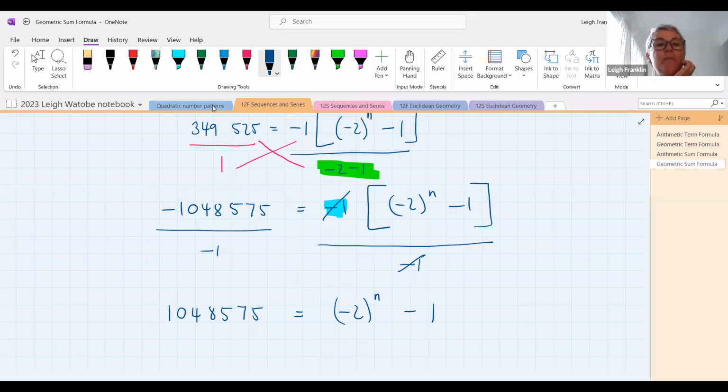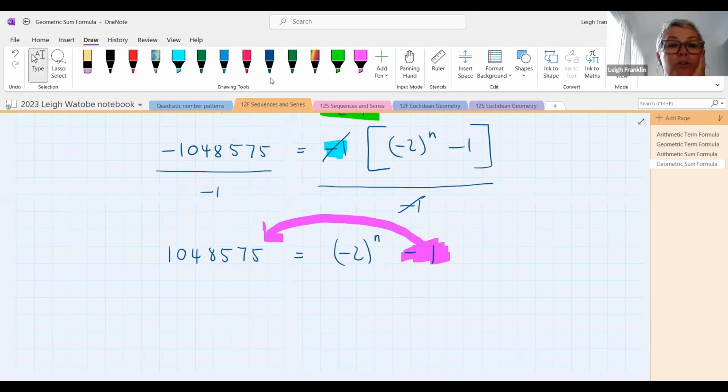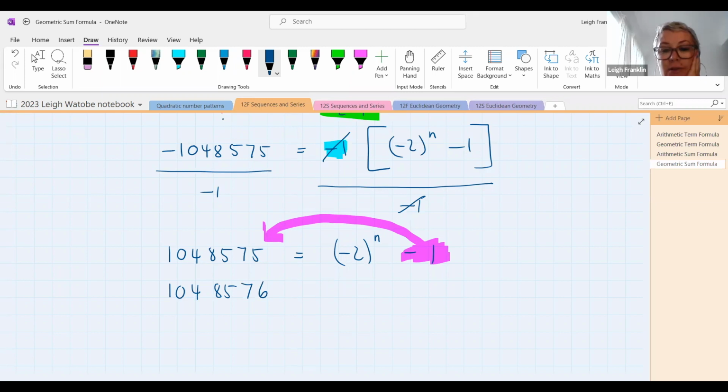I've got to isolate the base. I want the base on its own. So that means that this term needs to go over to the other side. So I'm going to add 1 to the right. I've got to add 1 to the left-hand side as well. So adding 1 to this number means it's now going to end in a 6. It's now going to be 1,048,576, because I've added 1 to both sides, is equal to -2 to the power of n.